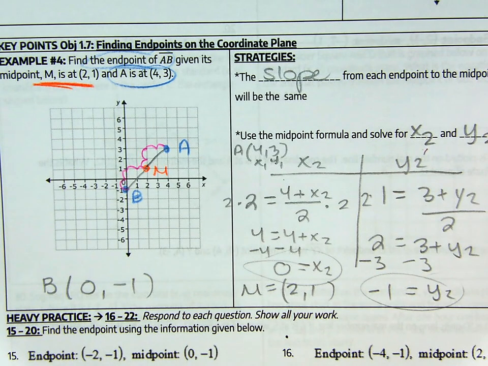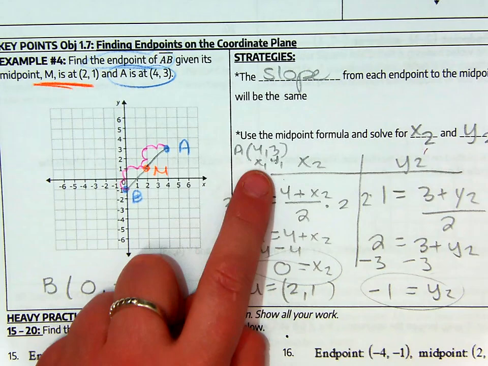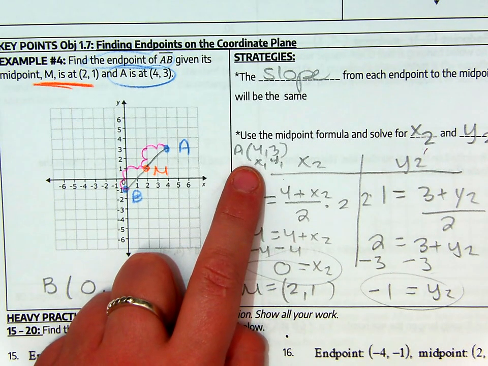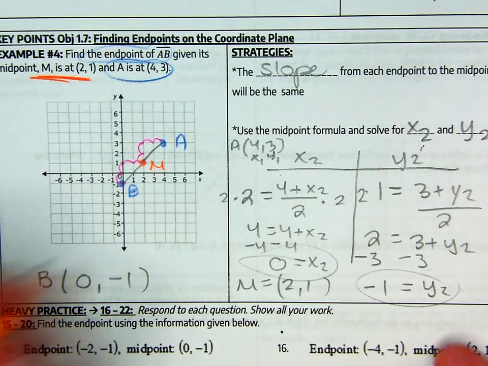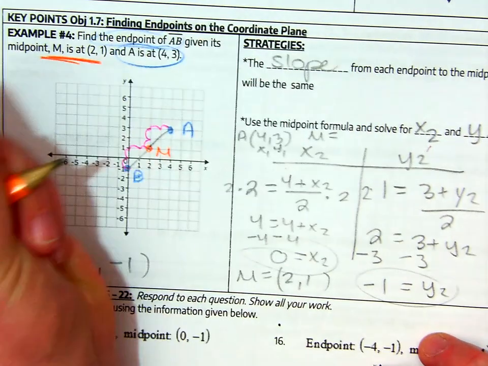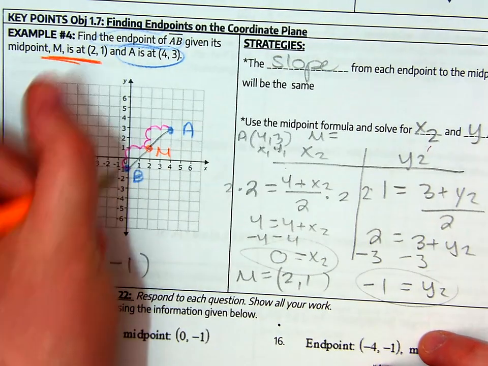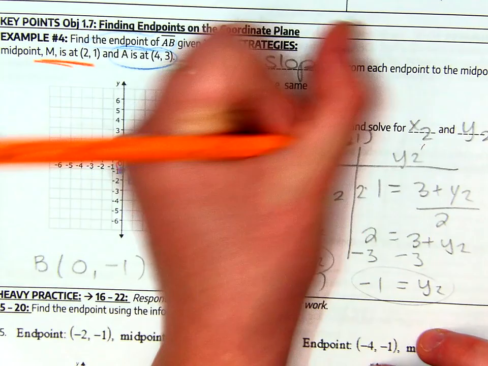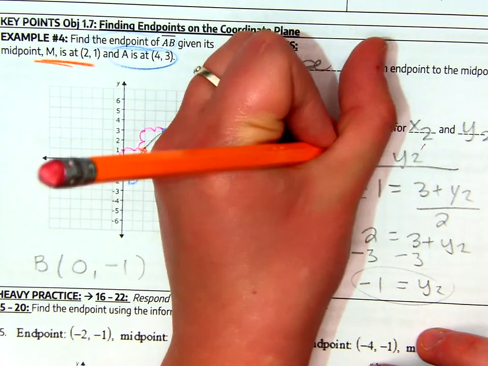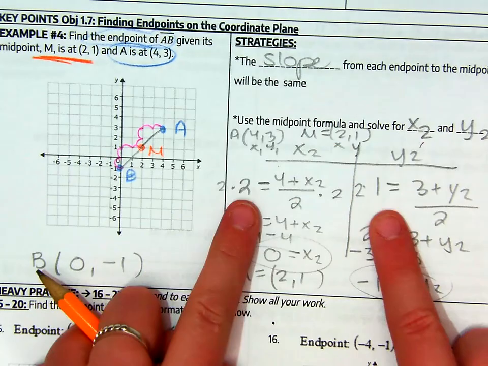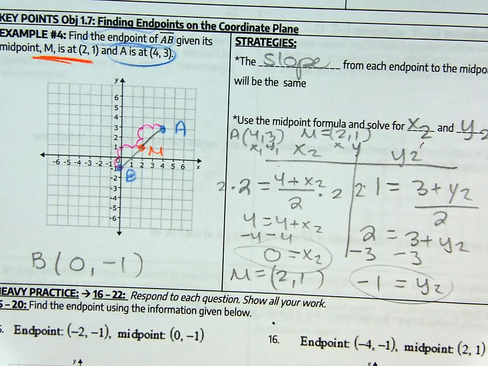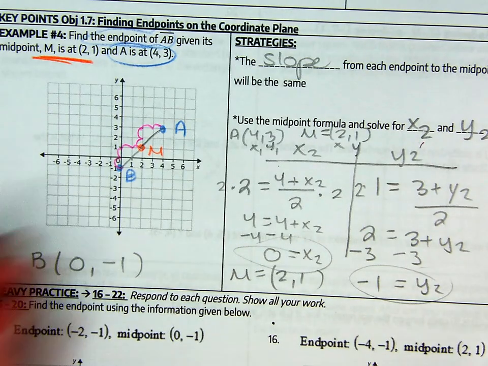Okay? It might help if when we're doing this, I coded A as x1 and y1. You might also want to code before you even start that the midpoint is 2, 1, and that this is your x value and that's your y value of your midpoint. So it helps you figure out where to plug this stuff into the formula. I'm going to do some color coding quick so you can see what I did.